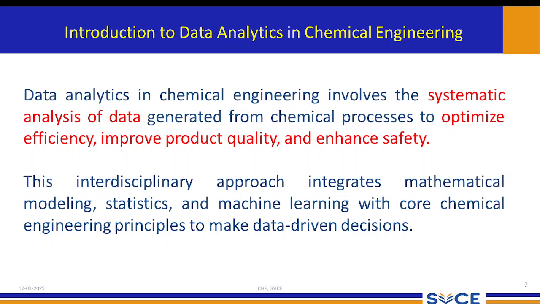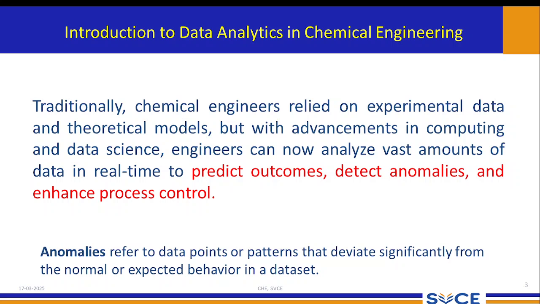So it is an interdisciplinary approach that integrates mathematical modeling, statistics and machine learning with core chemical engineering principles to make data-driven decisions. Traditionally, chemical engineers relied on experimental data and theoretical models. When you say experimental model as well as theoretical model, we have empirical and non-empirical equations. For example, the Antoine equation is an empirical equation, where unit consistency will not be there, and this has been arrived from experimental data.